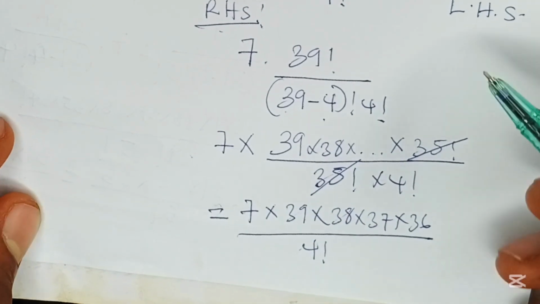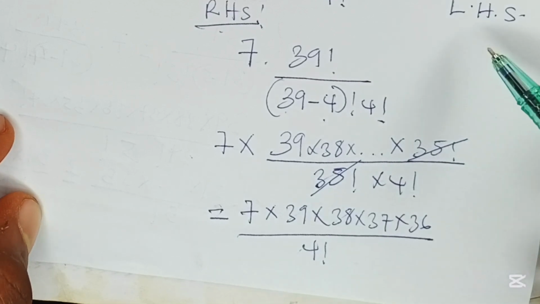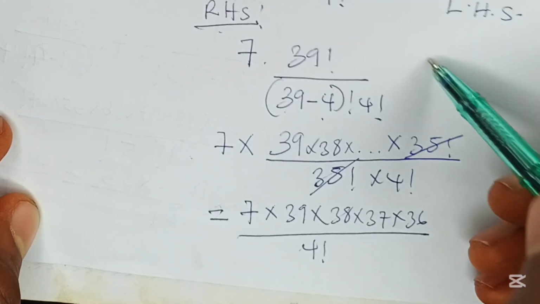If we check our left hand side, we got the same answer as the right hand side. Hence you can conclude that really and truly our n equals 39.